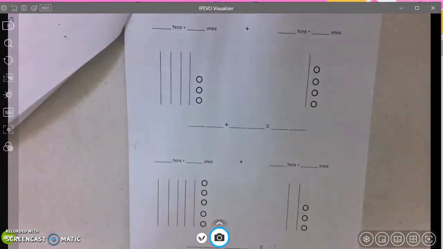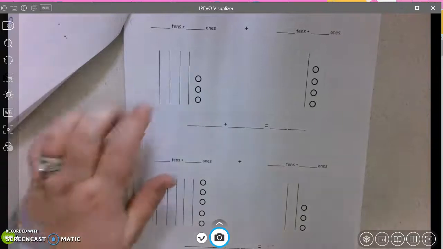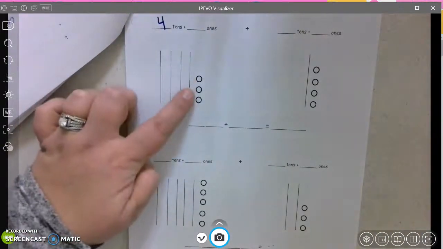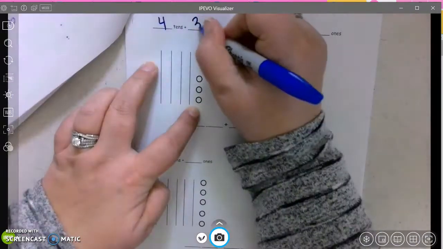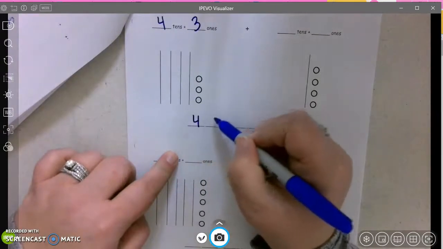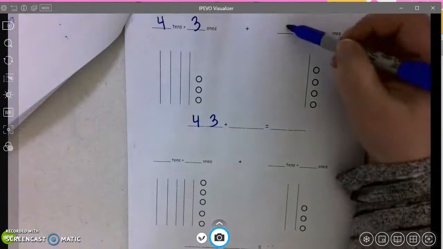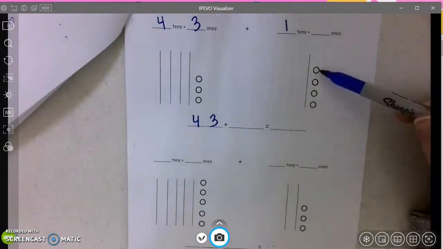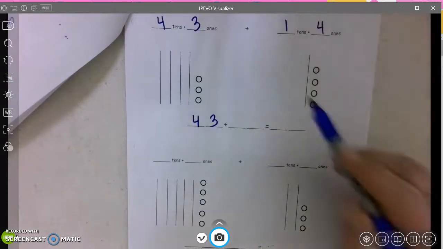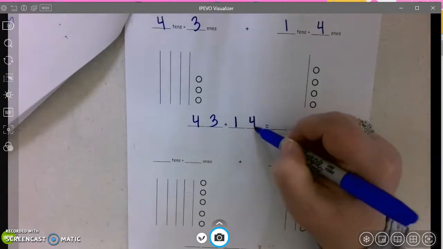Alrighty. How many sticks do we have? 4. And how many ones do we have? 3. What number do we have? 43. How many sticks do we have? 1. How many ones do we have? 4. And what number do we have? 14. All right.